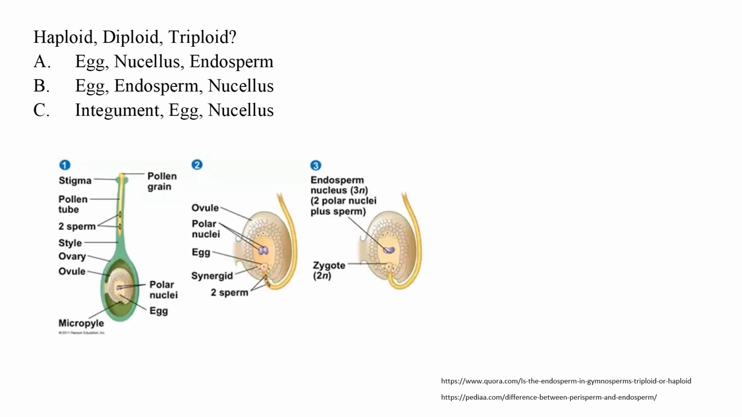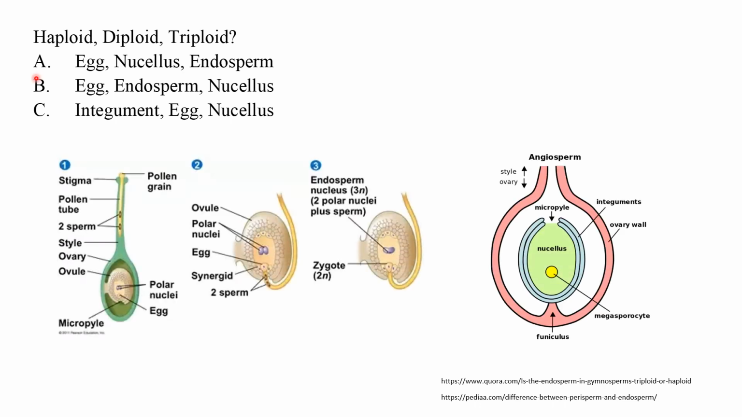The next question asks us to choose the correct option with the correct ploidy, that is haploid, diploid and triploid. A, egg, nucellus, endosperm. B, egg, endosperm, nucellus. Or C, integument, egg and nucellus. For this, we shall refer to these two diagrams.